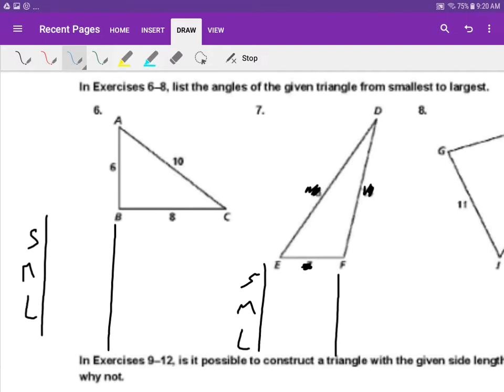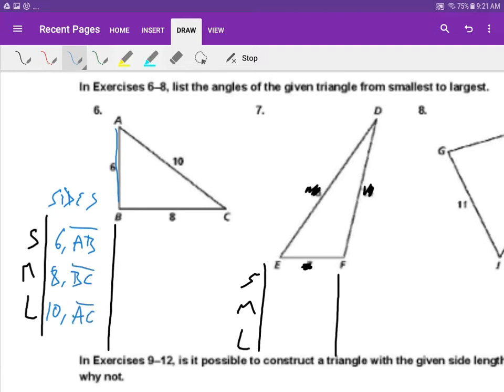List the angles from smallest to largest. So we'll start with the sides here. Okay, 6, 8, 10. Which one's the smallest? 6. 8 is the medium. 10 is the big one. So 6 goes from A to B. 8 goes from B to C. And where does 10 go? A to C. 10 goes from A to C.